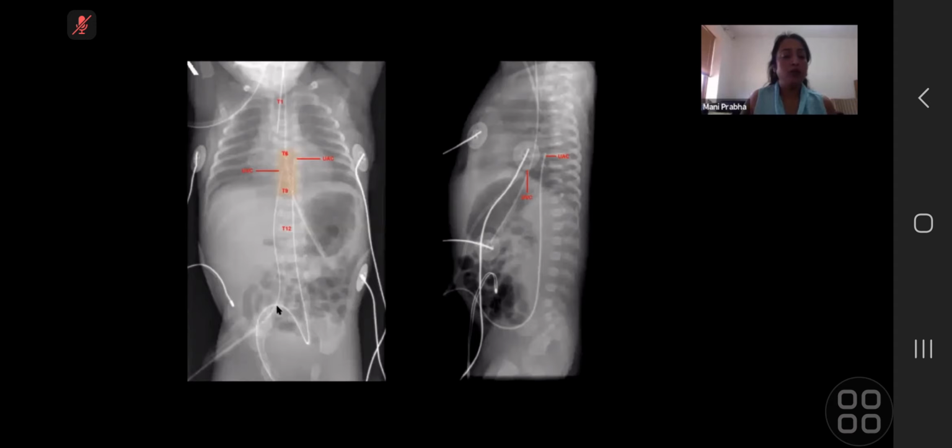UAC, on the other hand, forms a loop, umbilical artery, and then into the internal iliac, and then into common iliac and aorta, and then it is positioned at the level of T7 or T8, T9. And that's how it looks on the lateral radiograph. UAC is posterior and UVC is anteriorly positioned.